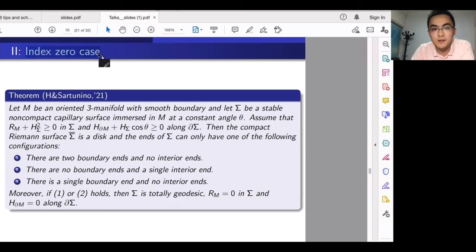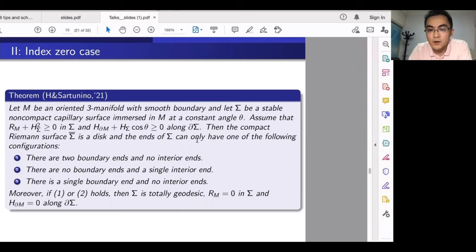And then we have the following theorem. The condition is basically similar as before, except now we ask the surface to have a zero index. Then we show that the surface, the compactification sigma bar, is actually a topological disk. And the ends of the surface can only have the following three possibilities.